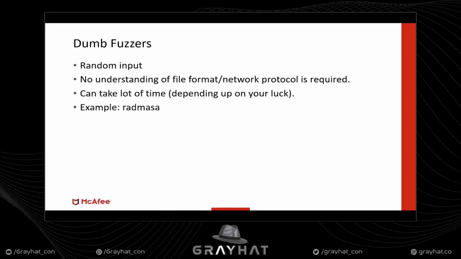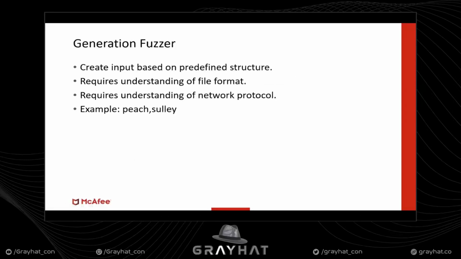But there are certain issues with dumb fuzzers. They can take a lot of time because they don't know the file format, the network protocol structure, or what paths the program is taking. So they can take up a lot of time unless you are very lucky and it generates some input and your program immediately crashes. Now let's move on and see what a generation fuzzer is.